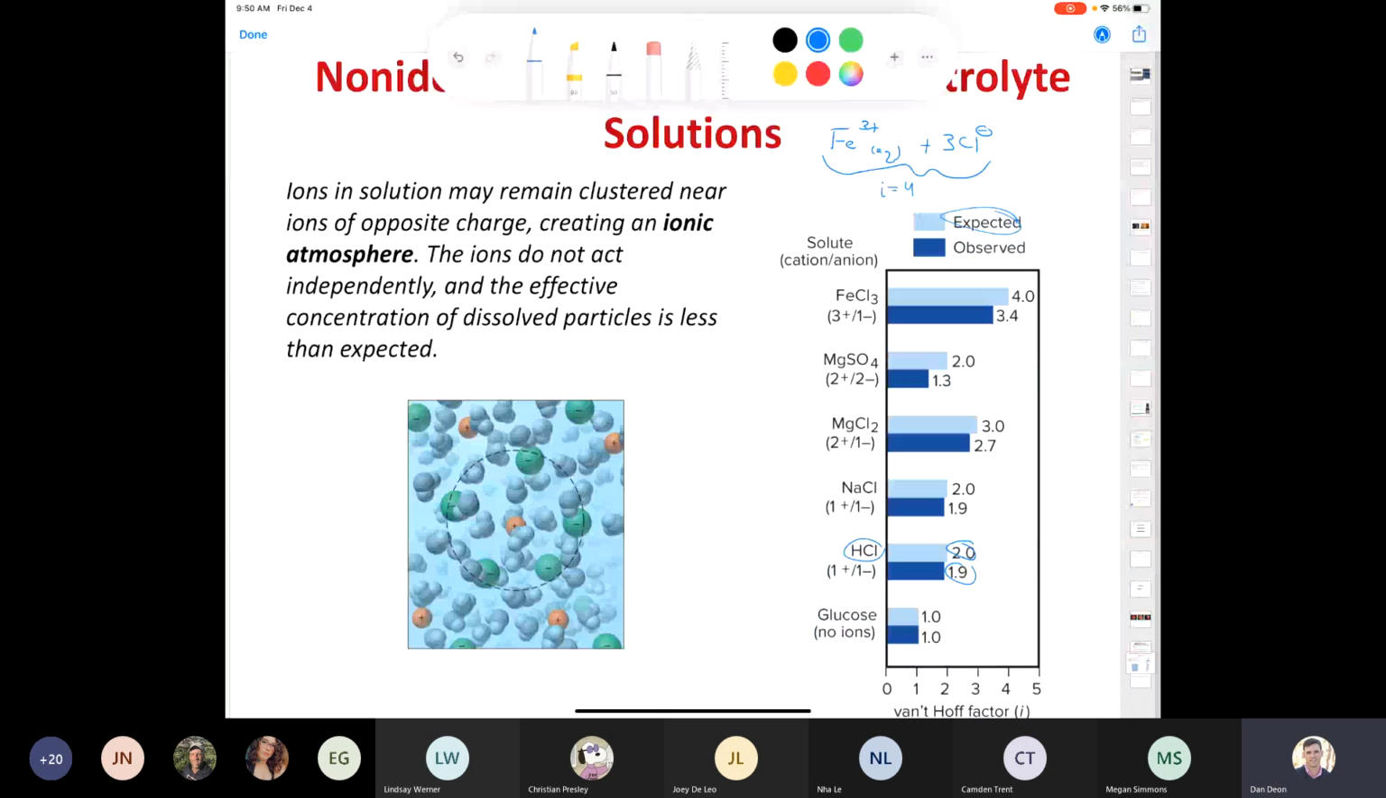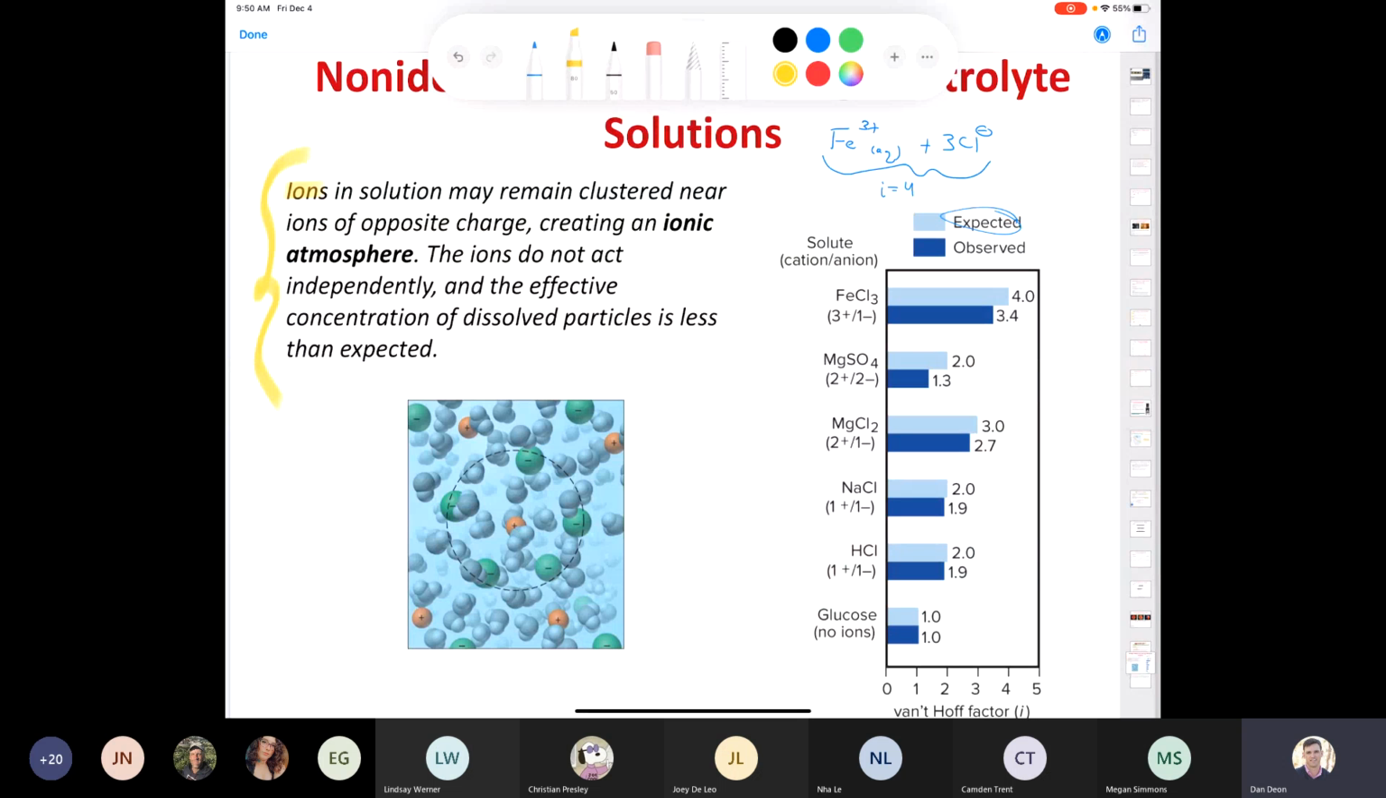What's the point? Why are all the Van't Hoff factors, except for that of glucose, which is a non-electrolyte, why are they all a little bit lower? The answer is right here. Think about it. If you have an ion in solution, like an iron ion, Fe3+, for example, it's not going to be completely surrounded by water, is it? Not all the time, right? Some of those ions are going to be near chlorides. Well, ions in solution may remain clustered near ions of the opposite charge, right? Creating an ionic atmosphere.